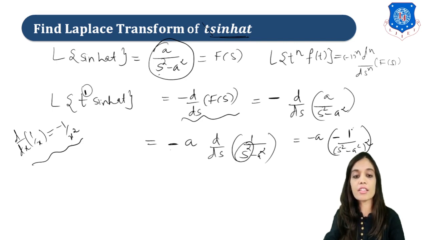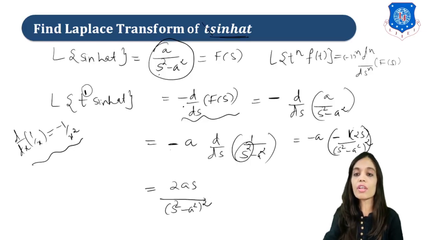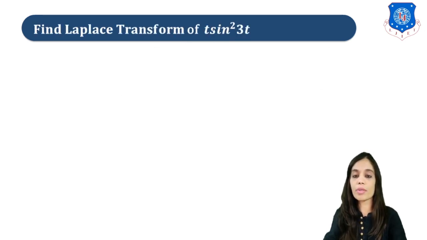So the derivative of s square will be what? 2s. Simplify this, so the final answer will be what? 2as upon s square minus a square whole square. Okay, so now let us go to the next example.